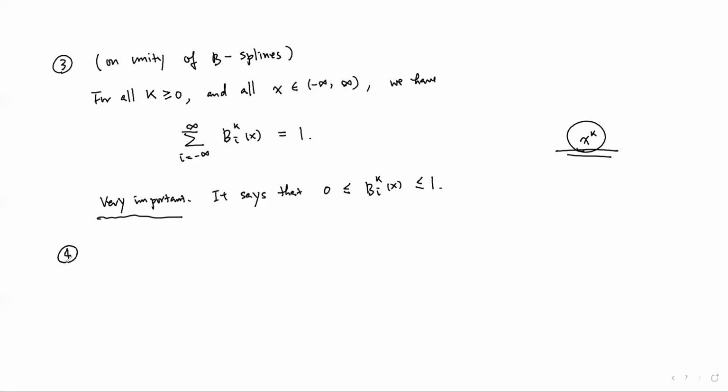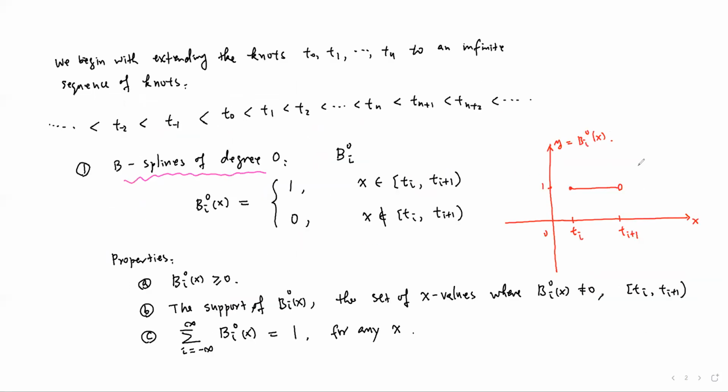Property number 4. This property is about the smoothness of B-splines. For k greater than or equal to 0, when k is 0, we saw the graph. It is not smooth, right? At t_{i+1}, the graph has jumps. Not smooth. But now k greater than or equal to 1.